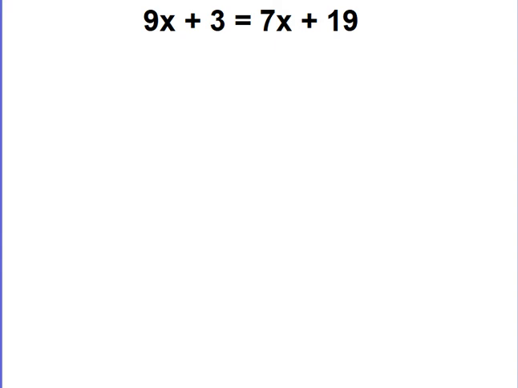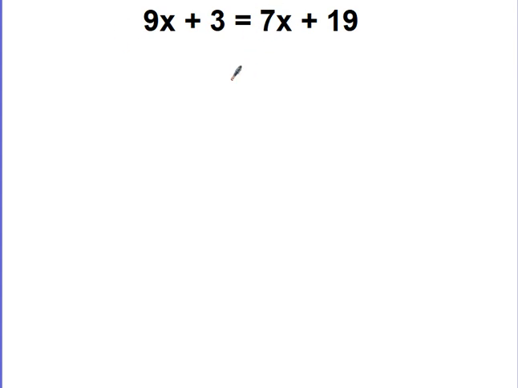Okay? But so what I want to do first is I want to do a quick mental check and figure out, well, which one should I move over? Should I move the 9x over to this side by subtracting 9x, or should I move the 7x over to this side by subtracting 7x? I know I want to move one of them over to either side, and the way I do it is by subtracting, because these are both positive.